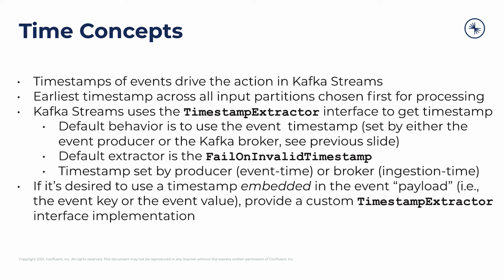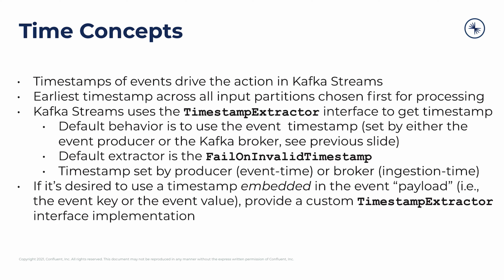So how do you actually get these timestamps out of the records? Kafka Streams has a timestamp extractor interface, which it uses to get the timestamp from the record, and can be defined either by the user or using one of the out-of-the-box default timestamp extractors. The default behavior is to use the event timestamp, which is literally the timestamp on the record, for example, what was set by the producer or by the broker. Or sometimes users might want to embed the timestamp inside the value, in which case the timestamp extractor can be used to extract that timestamp.